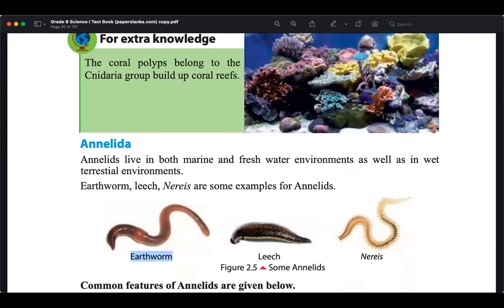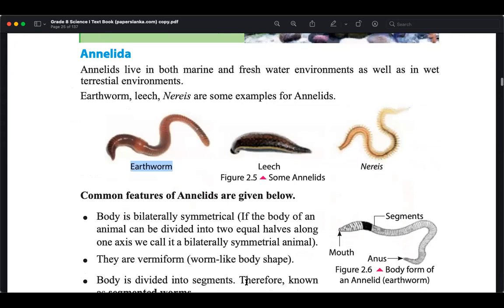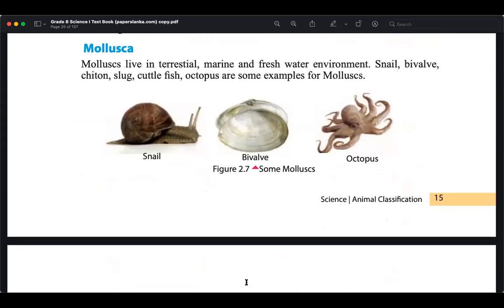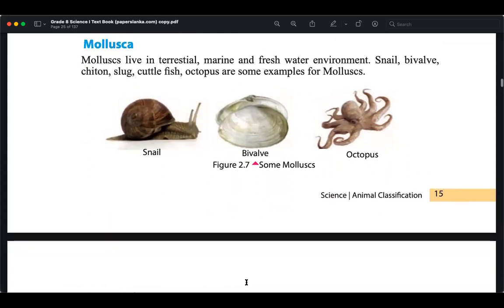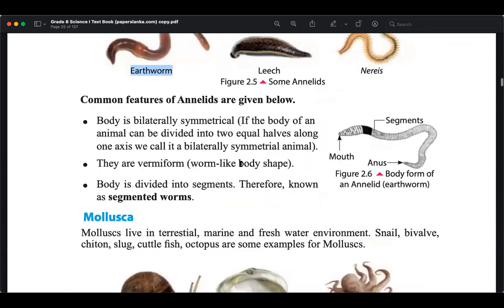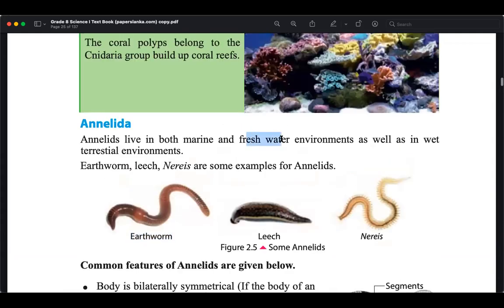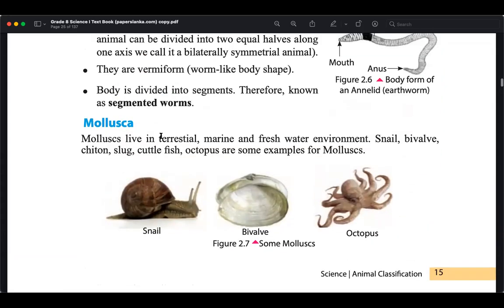They are in the freshwater environment, the marine environment, or wet terrestrial environment, with worm-like or vermiform bodies. Mollusca actually live in terrestrial, marine, and freshwater environments. Similar to this, here also they can live in freshwater, marine, or wet terrestrial. No need to be wet, but wet is better actually. Snail, bivalve, chiton, slug, cuttlefish, octopus are some examples for molluscs.